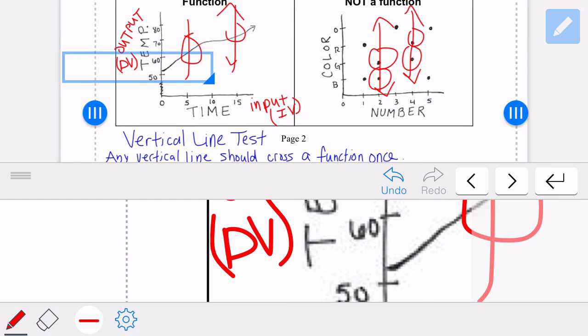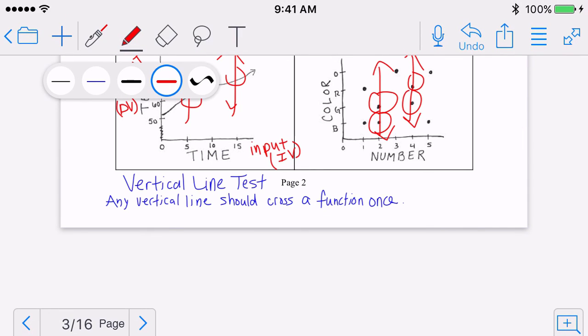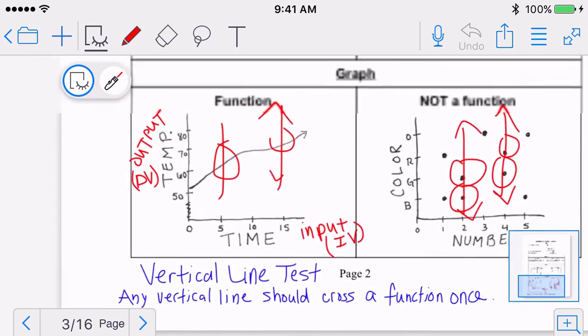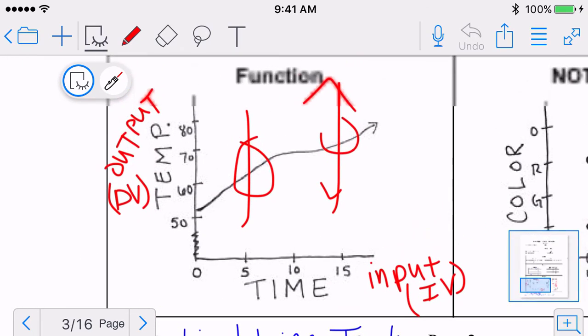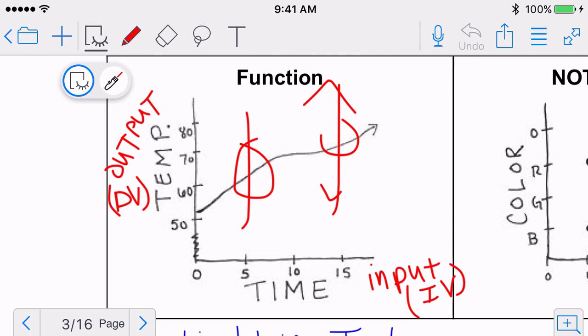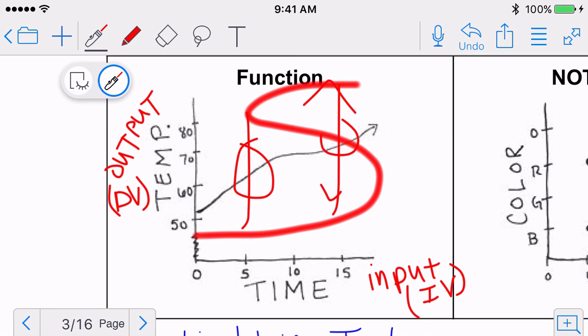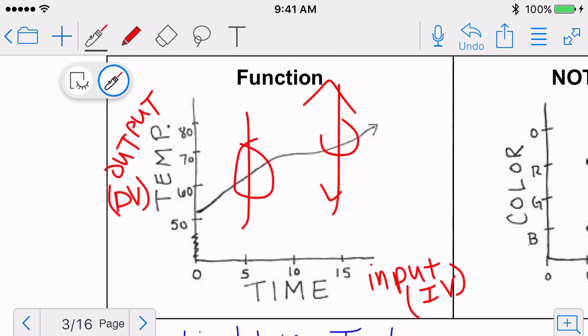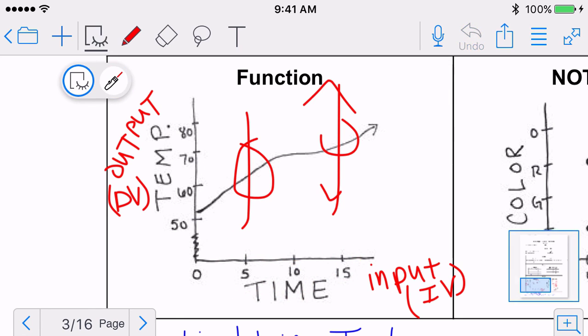Looking at that, maybe let's zoom in a little bit. Every time I have an input value, let's say 5, and I go up, there's only one spot where that function is for 5. It's only 1 degree. It's not like down here and then also up here or something like that. Your function doesn't look something like this, where I would have different output values for every input. If you have that happening, that's what's happening over on this side.